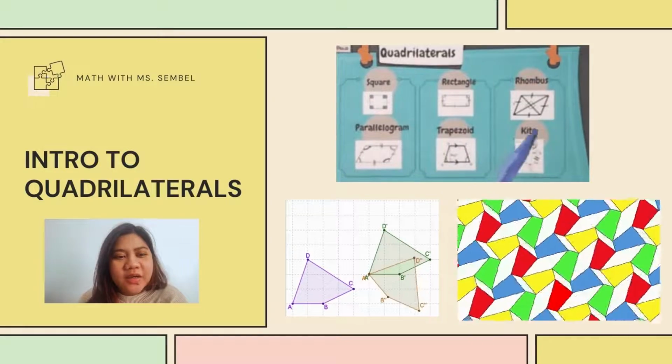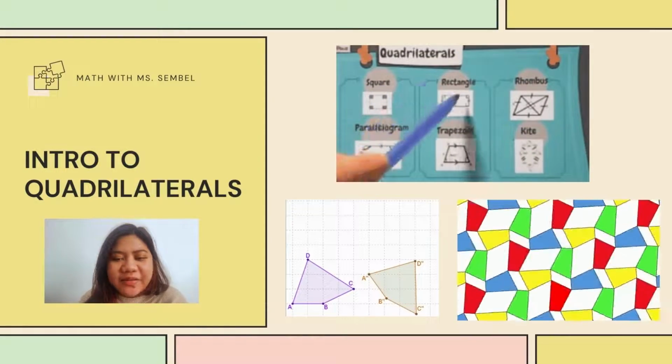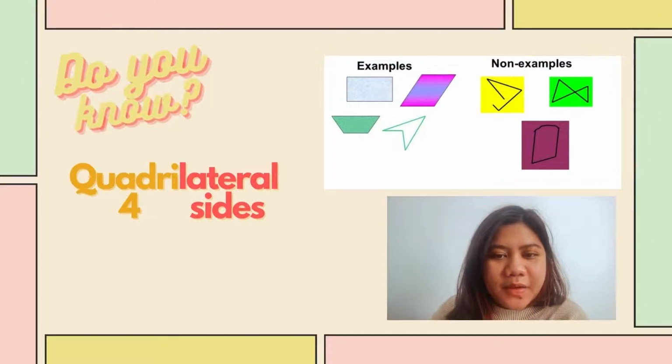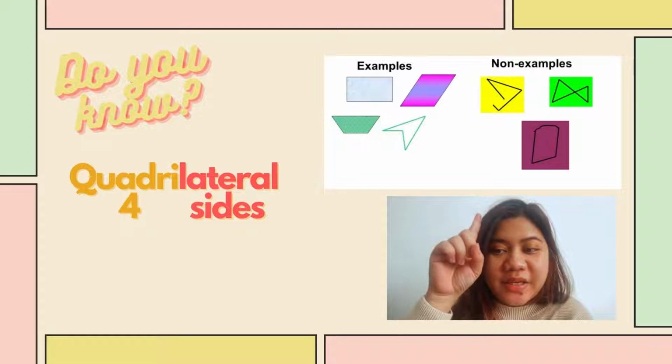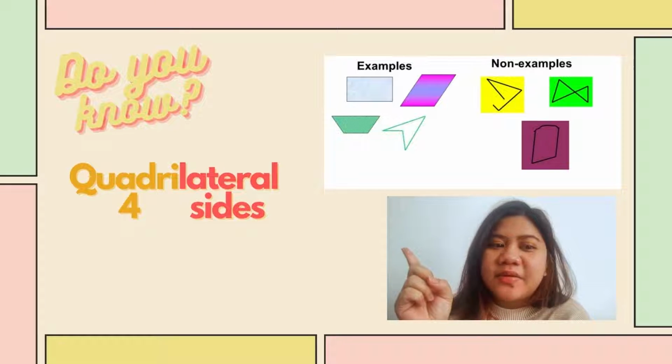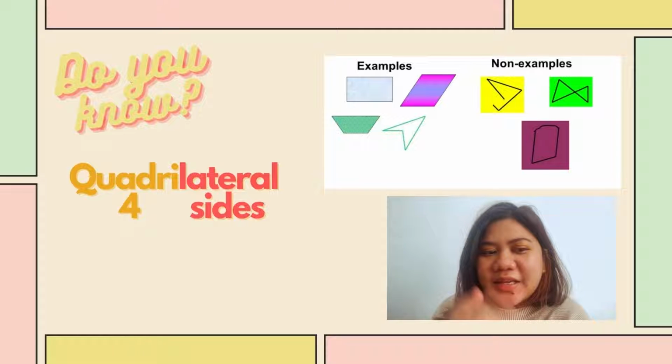Today we will learn about Intro to Quadrilaterals. Do you know quadrilateral stands for quadra, which is four, and lateral, which is sides? So here are some of the examples and non-examples. What do you notice? Answer in the comment below.